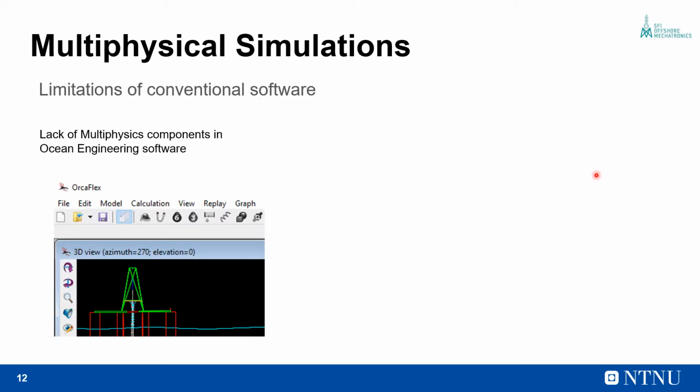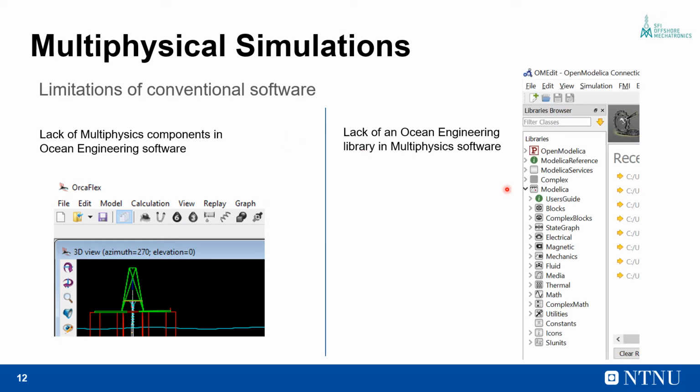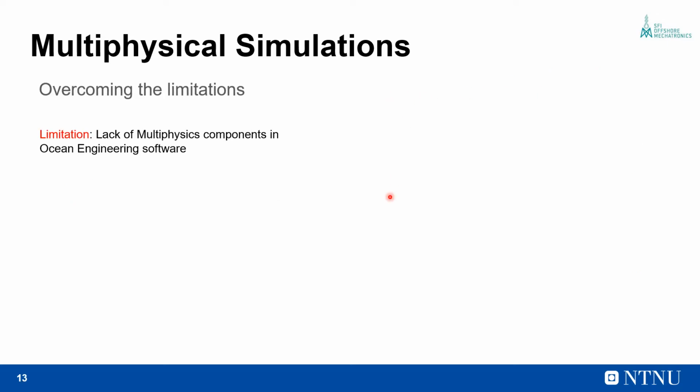But in using the conventional software approach, we have a few limitations. Conventional ocean engineering software, like OrcaFlex, does not have a multiphysics component library. And conventional multiphysics software, like Modelica, does not have an ocean engineering library. So what do we do to overcome these limitations?